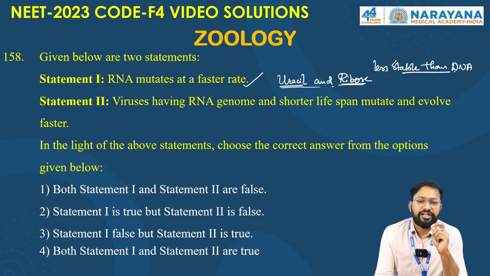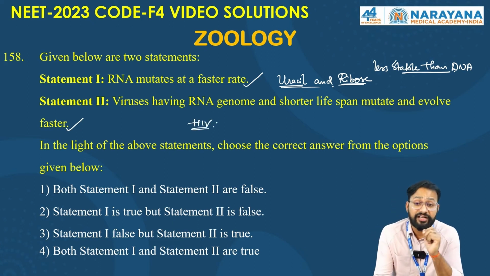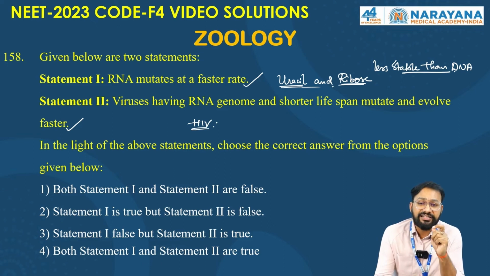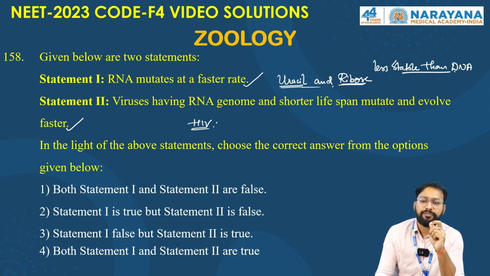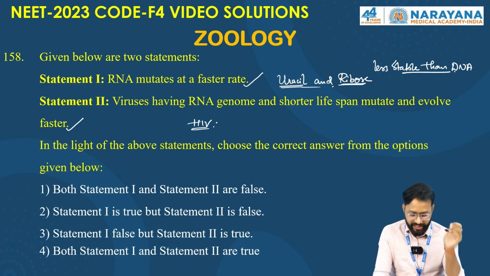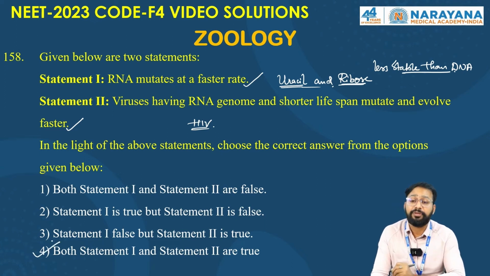Viruses having an RNA genome and shorter lifespan mutate and evolve faster, which is also correct. Example, we can say HIV, which mutates at a faster rate, isn't it? That is the reason production of any vaccine is very difficult for it. So over here, both statement 1 and statement 2 are right. So the option should be that both statements 1 and 2 are correct. Option number 4.